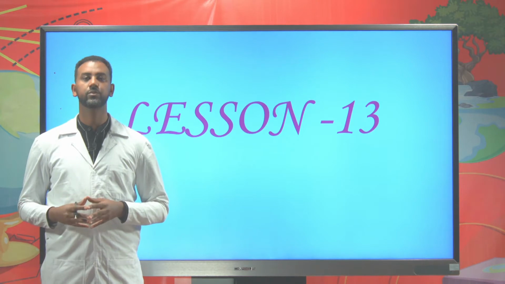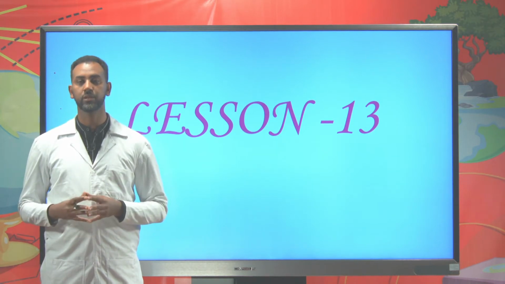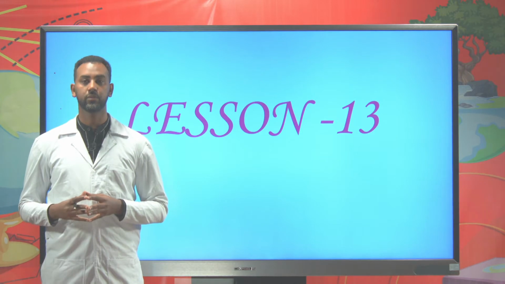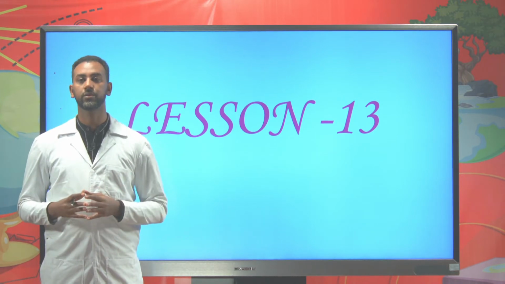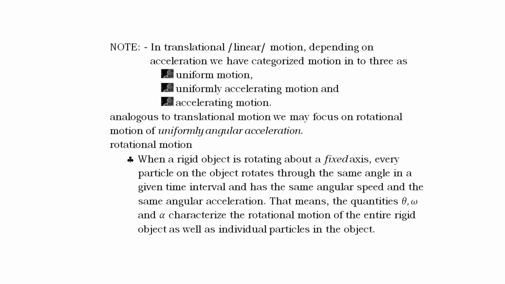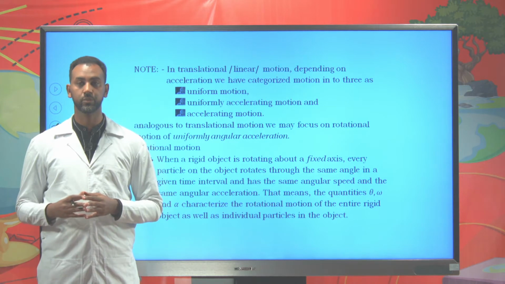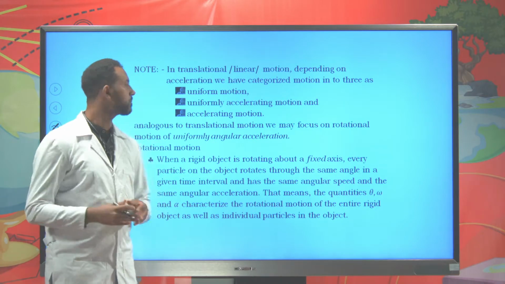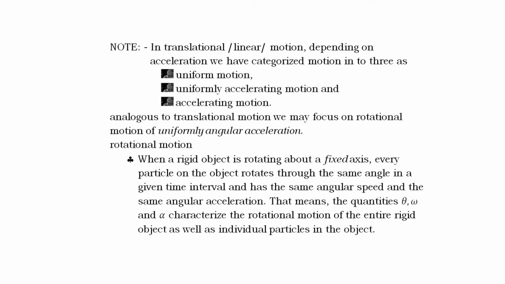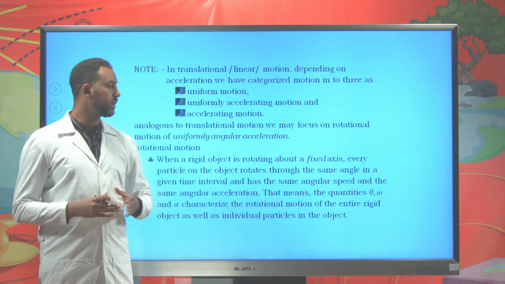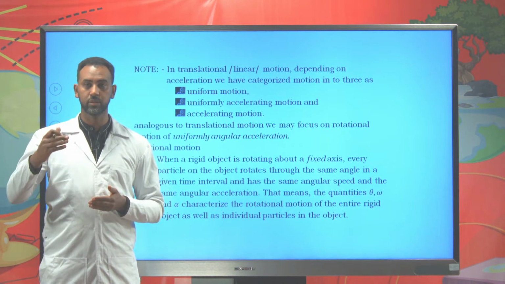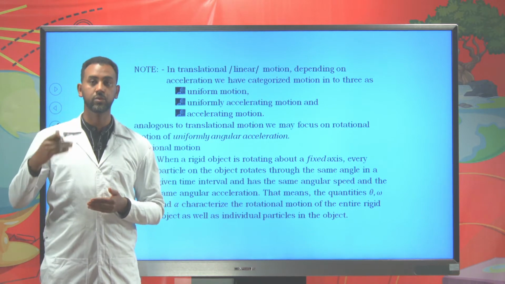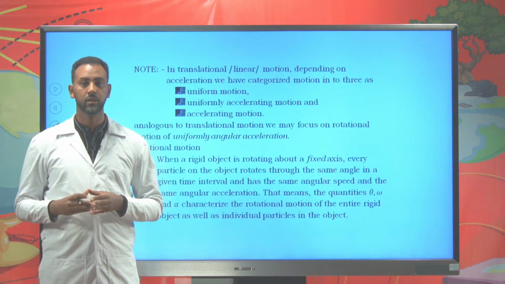So for today we'll see the different types of motion under kinematics that you have already learned, and relate them to angular motion. In translational or linear motion, depending on acceleration, we can classify motion into three: uniform motion, uniformly accelerated motion, and accelerating motion. Uniform motion is a motion with zero acceleration, velocity remains constant. For uniformly accelerated motion, there is a change of velocity, but that change of velocity is constant. That means the acceleration remains constant.